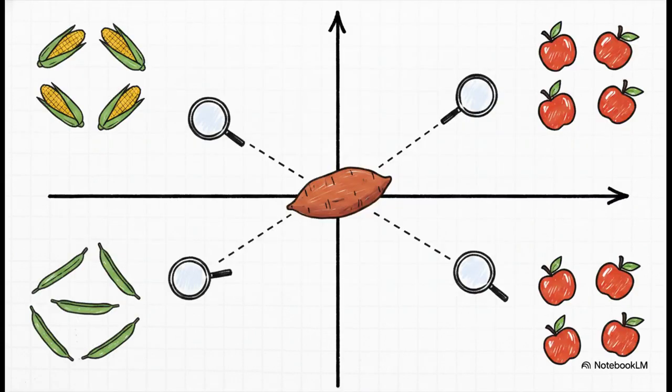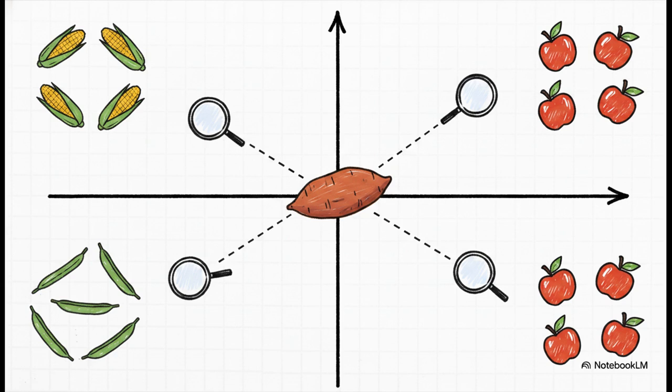Let's look at a fantastic, concrete example from our source material to really visualize this. I call it the sweet potato test. Imagine a two-dimensional graph right in front of you. On the bottom horizontal axis, you have sweetness. On the vertical side axis, you have crunchiness. Now, we plot a bunch of different foods on this graph. Next, we introduce a brand new, completely unclassified query point, a sweet potato.